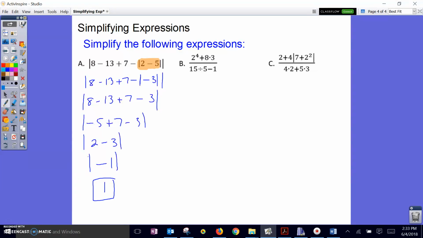Fraction bars are another kind of grouping symbol. We want to make sure we do everything in the numerator and everything in the denominator. And then once we've done that, then we'll actually divide out the fraction. So our first step in the numerator is an exponent, 2 to the 4th, which is going to be 16.